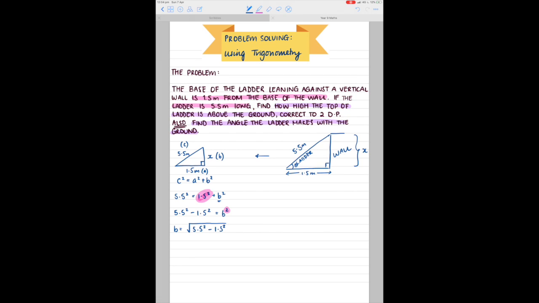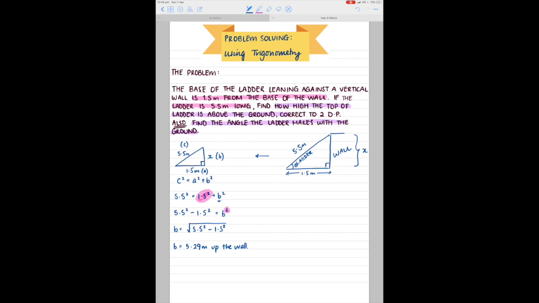When you put this into your calculator, make sure that the square root covers the entire expression. What you'll find is that b is equal to 5.29 meters. So this tells us that the top of the ladder reaches 5.29 meters up the wall. Perfect. So now that's part A.